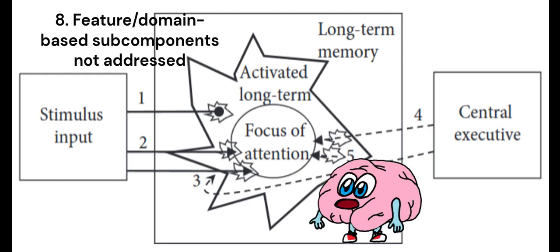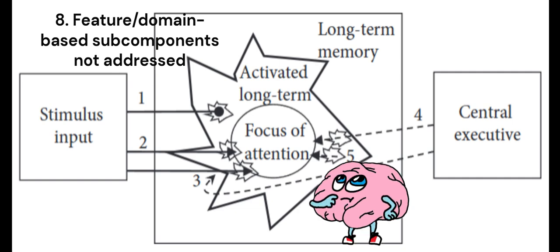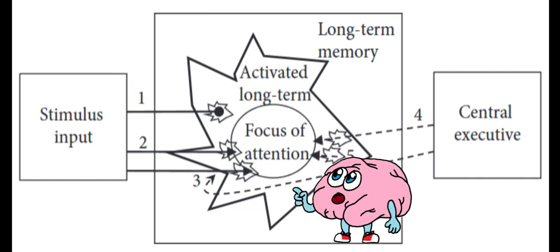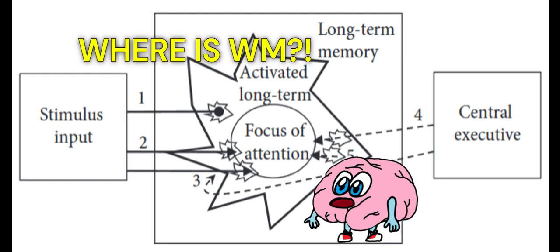Eight, long term memory may have feature based subcomponents, but because it is likely so complex, this is not addressed in the model. So, where in the model is working memory?